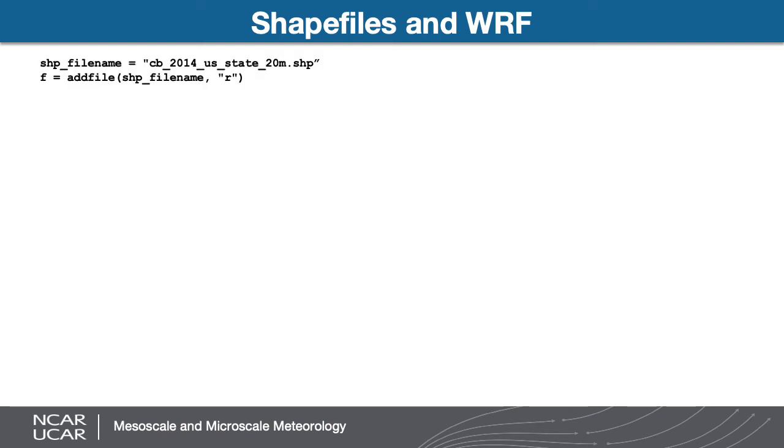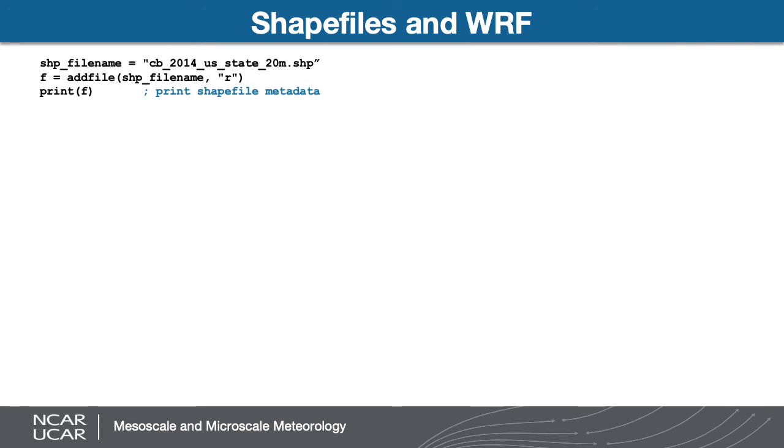So here's just an example of how we can look at our shapefile and see what's in it. So I found this shapefile. It has state borders. I found it just with a simple Google search from the Census Bureau. So what I can do is I'm going to tell it what the file name is, and I'm going to use add file to read it in. So I'm naming it F.